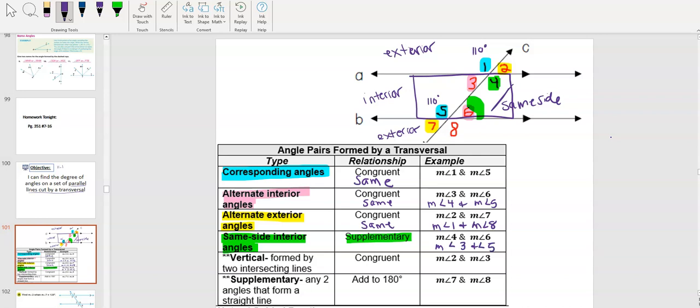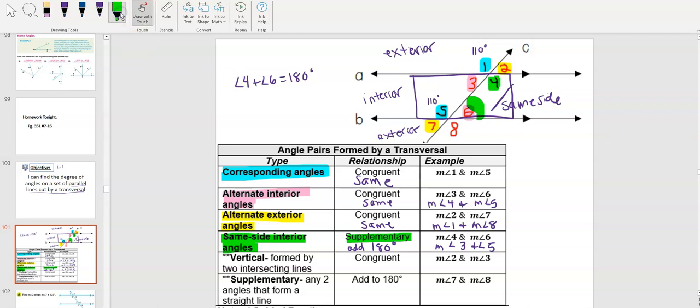Okay, so supplementary angles are different than congruent. They're not the same. They add to 180 degrees. So the measurement of angle 4 plus the measurement of angle 6 equal 180 degrees. And again, that's going to help us figure out what missing angle we're going to find. It's almost like Clue, like you're detectives, and we have to find the missing piece.